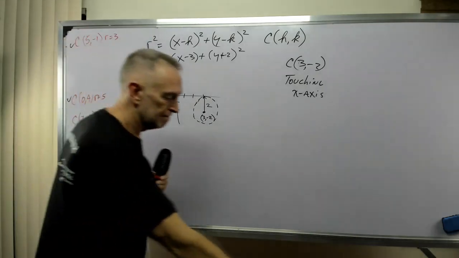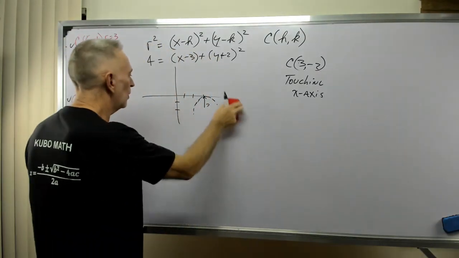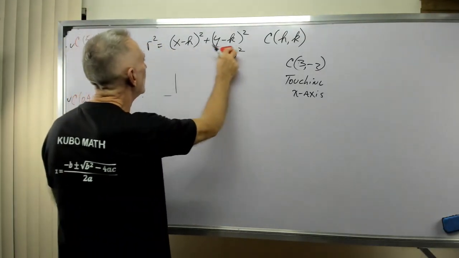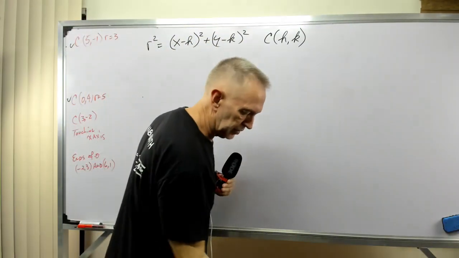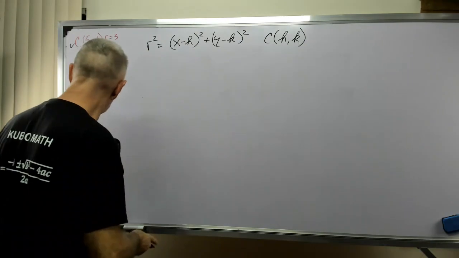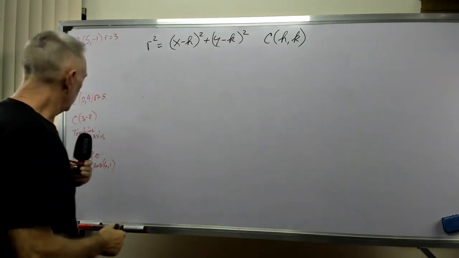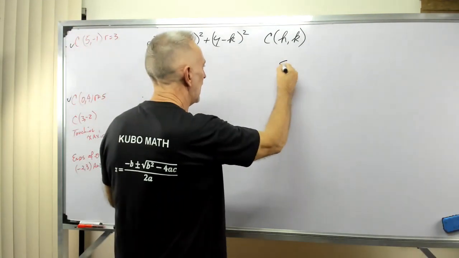Okay? We are rolling. Learning these things is just about doing it over and over and over again. Okay, now we have the ends of a diameter.